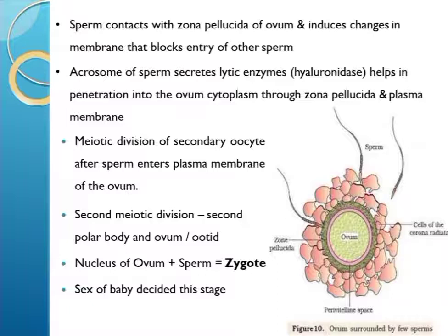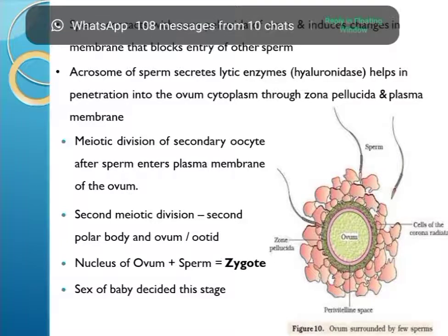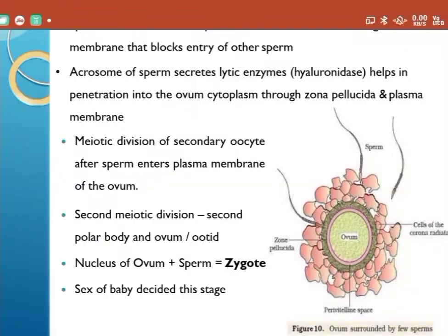The sex of the baby is decided at this stage. After fusion of the male and female gametes, the zygote would carry either XX or XY chromosomes depending on whether the sperm carrying X or Y fertilized the ovum. The zygote carrying XX would develop into a female baby and XY would form a male baby.